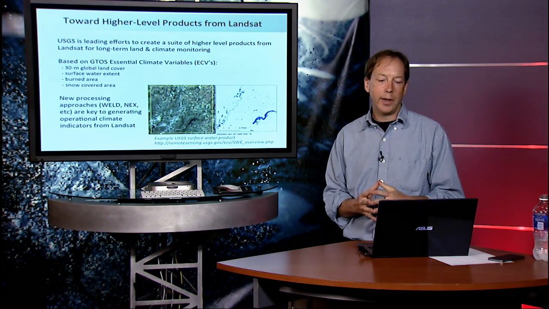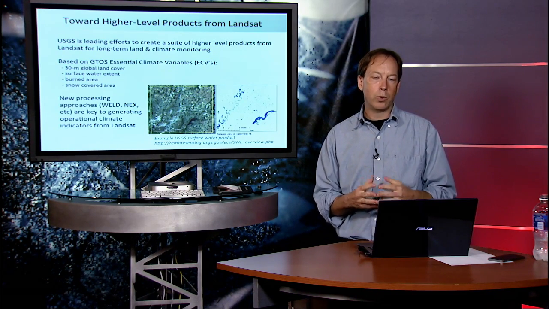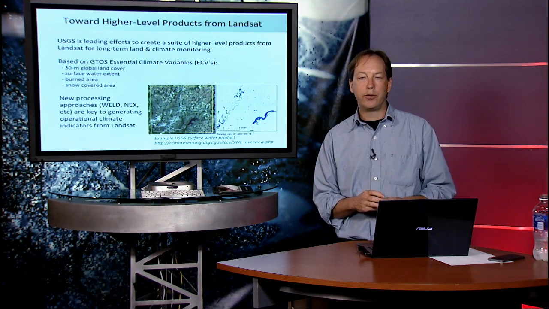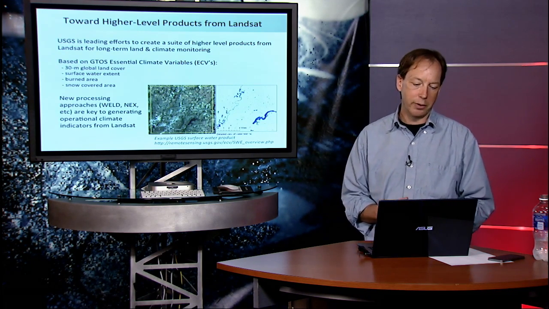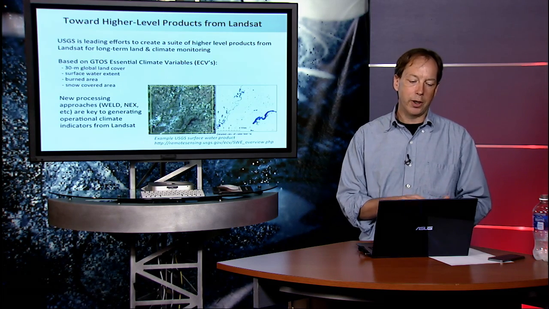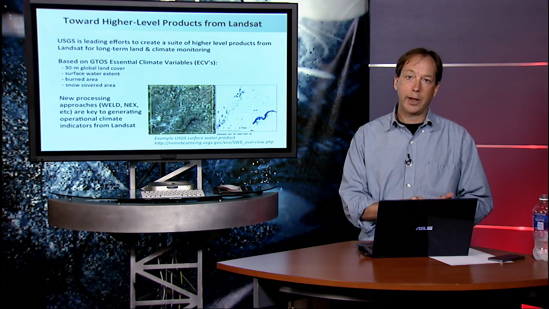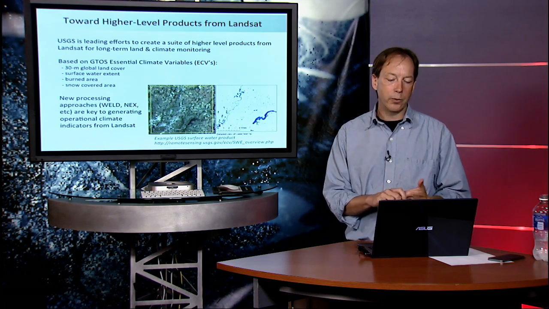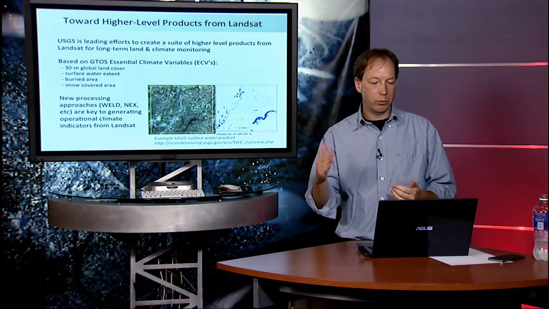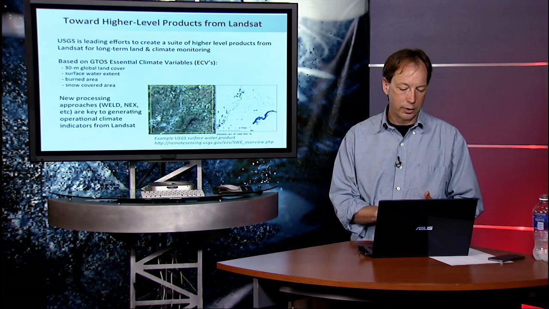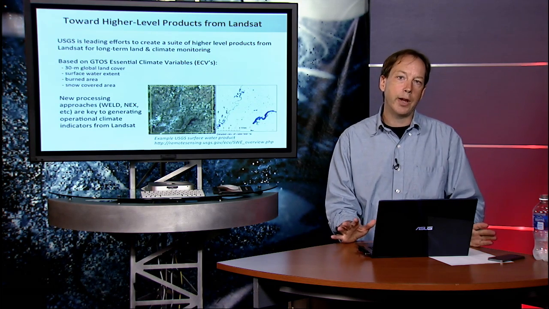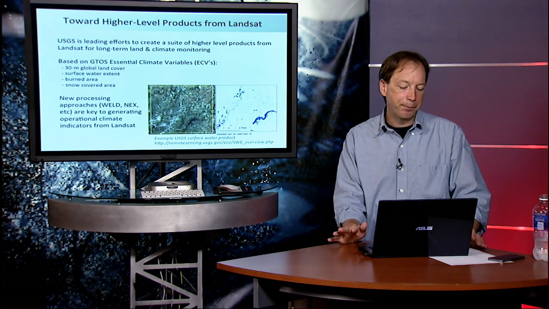USGS is really leading the way here, and they are working to create a suite of these higher-level products based on the GTOS essential climate variables that have been documented. So the first 4 that they're focused on are a 30-meter global land cover, surface water extent, burned area, and snow-covered area, and trying to create long-term records of those variables within the US and eventually worldwide as well. So that's something that's really exciting that we're going to want to keep our eye on.